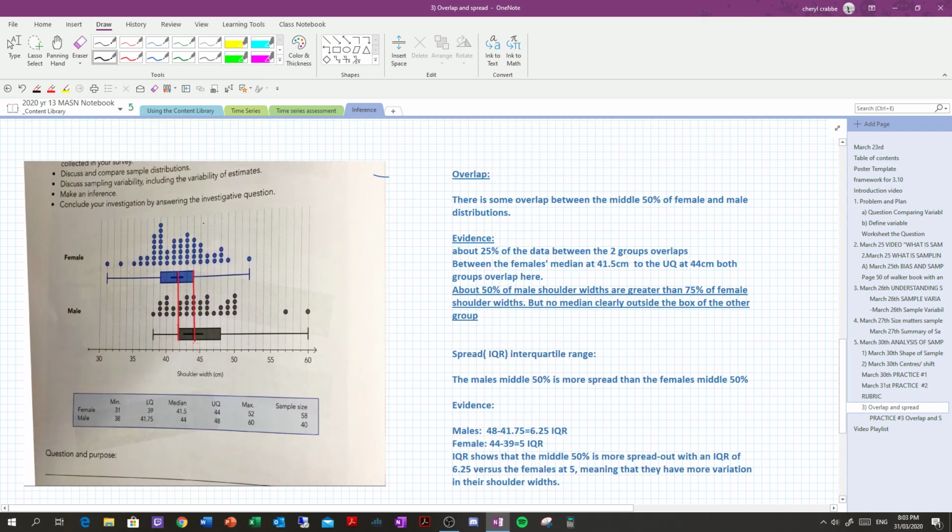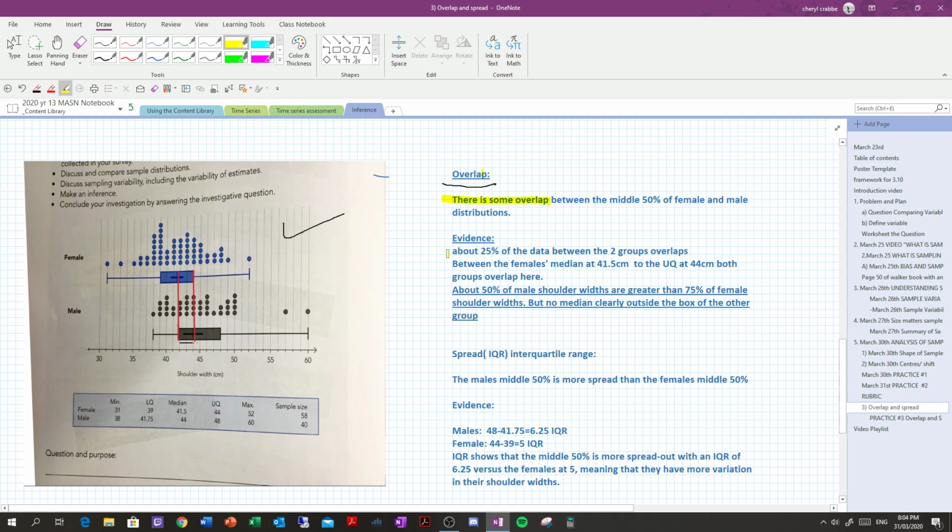And so we take a look at this example here, and we see that there's some overlap between the boxes, and you should define that overlap in your description. In this case, it seems that most of the overlap is between the lower quartile and the median of the males, and that's 25% right there. So you say the obvious thing: there is, in fact, an overlap between the middle 50% of the female and male distributions.